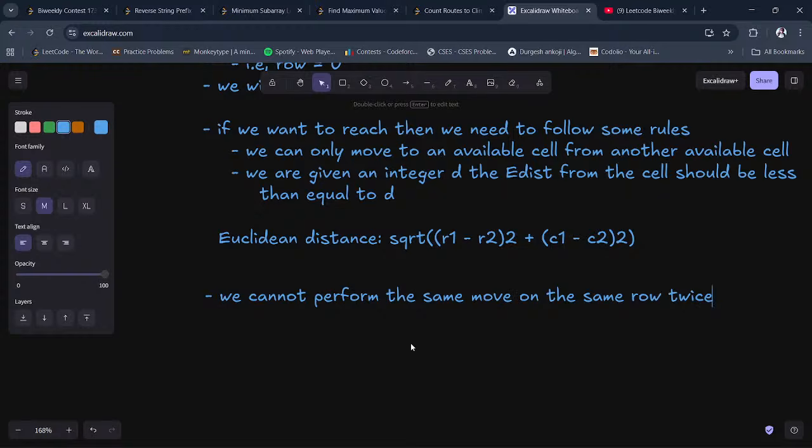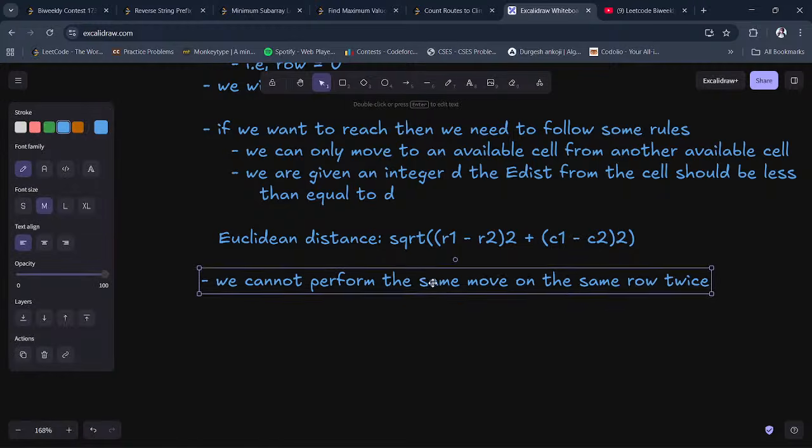That is, if you are at the ith row and you go somewhere in the ith row, that is counted as one turn. From there, going somewhere else in the same ith row is counted as two. You cannot do this twice for the same row. You cannot perform a same-row move twice. Yeah, this makes sense, right? So this was the question given to us.